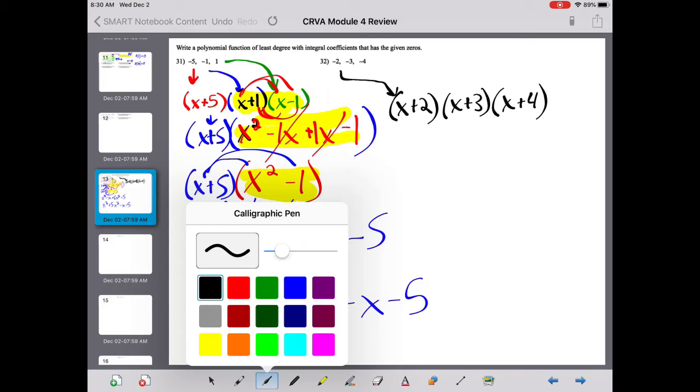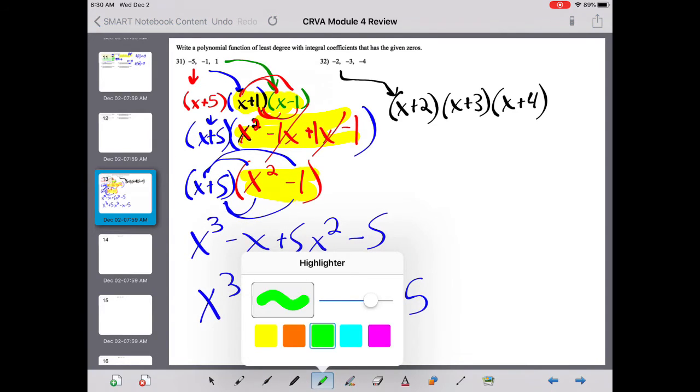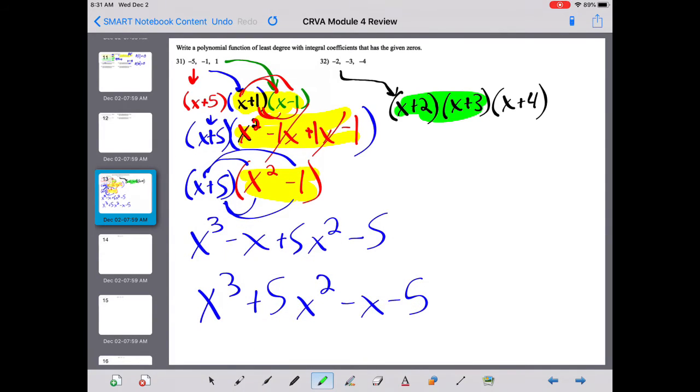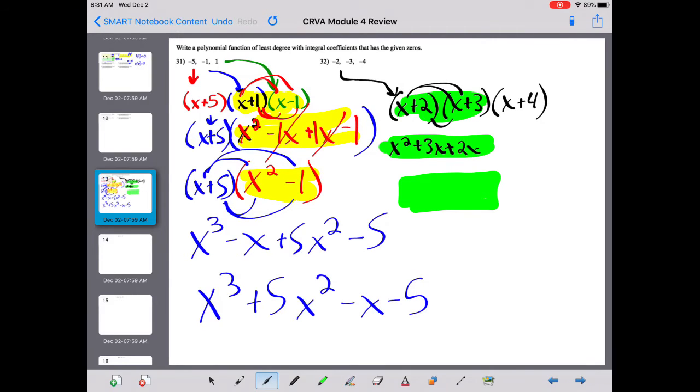Now that I don't see any difference of squares situations, I'm going to multiply the first two binomials together. I'll have to do a little simplifying, and then I'll get a nice, neat trinomial here, 3 terms. So we get x squared plus 3x plus 2x plus 6. Combine your 3x and 2x to get 5x. This is now what we're working with, but we still need to multiply that by that x plus 4 that I didn't multiply through yet.